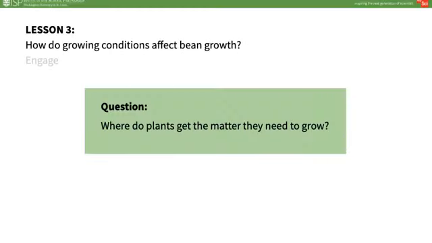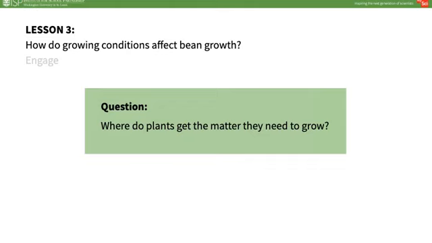In the Engage portion of this lesson, recall the sprouter experiment results from Lesson 2 with your students. They should have noticed that the plants gain mass, also known as matter, while in the sprouter. Ask students, where do plants get the matter they need to grow?